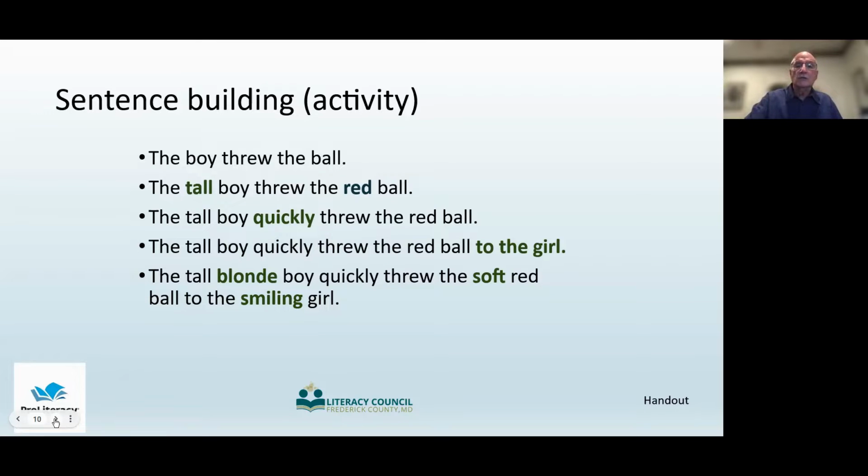For advanced students, ask them to add a prepositional phrase to the sentence and rewrite it. For example, the tall boy quickly threw the red ball to the girl. You can even make a fun game out of this by challenging your student to keep adding descriptors until the sentence is packed with modifiers. You can then introduce the use of commas.